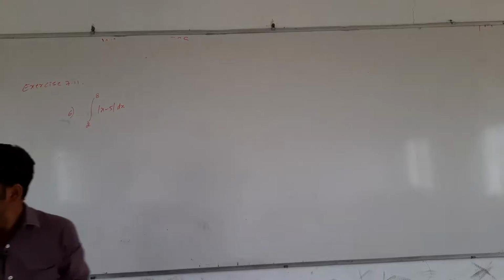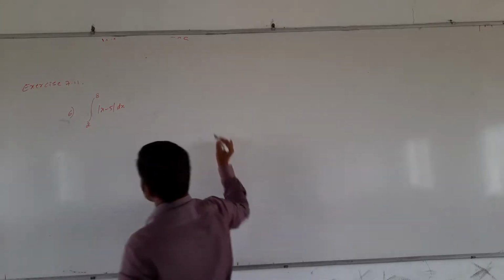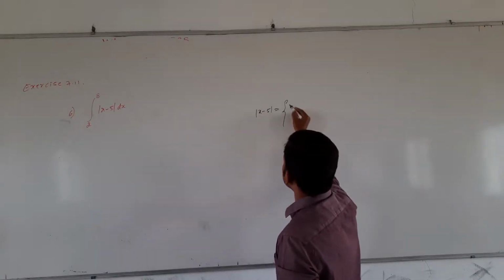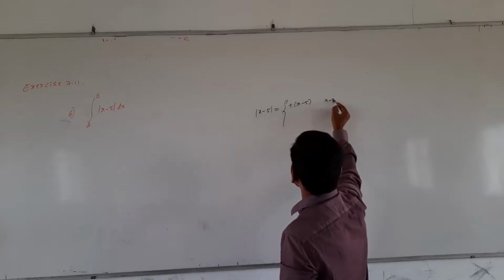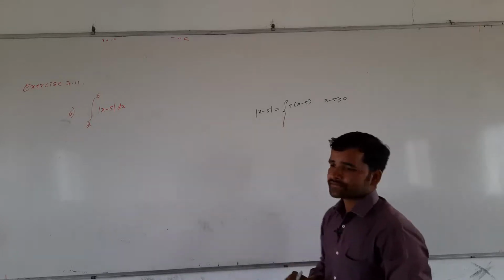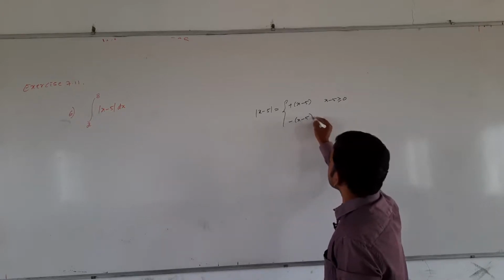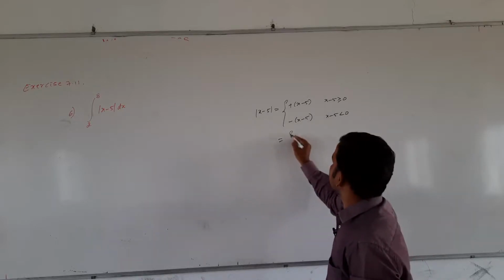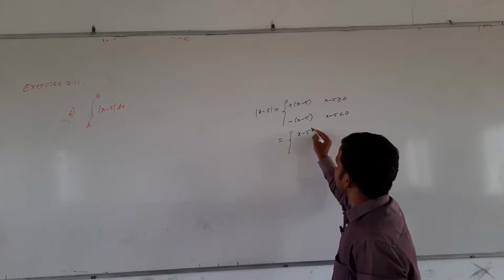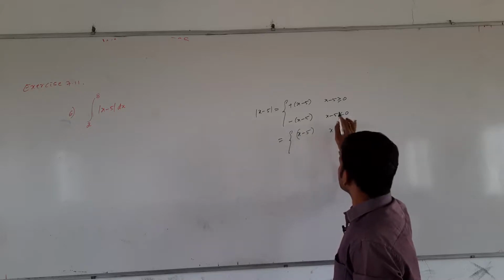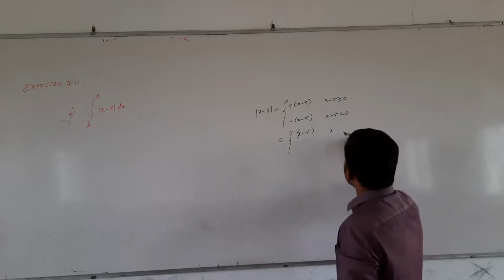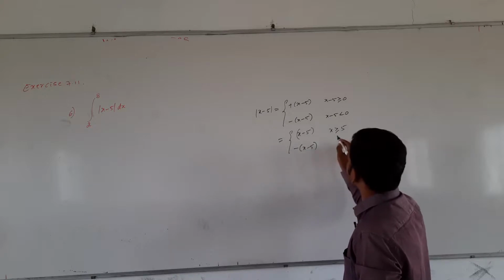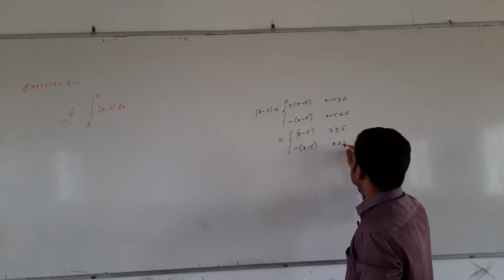Modulus of x minus 5 is equal to, again according to the modulus function definition, it takes two functions. Modulus of x minus 5 is equal to plus of x minus 5 when x minus 5 is greater than or equal to 0. It is minus of x minus 5 when x minus 5 is less than 0. Okay. We have here plus of x minus 5 when x minus 5 is greater than or equal to 0 means x is greater than or equal to 5. It is minus of x minus 5 when x minus 5 is less than 0, that means x is less than 5.